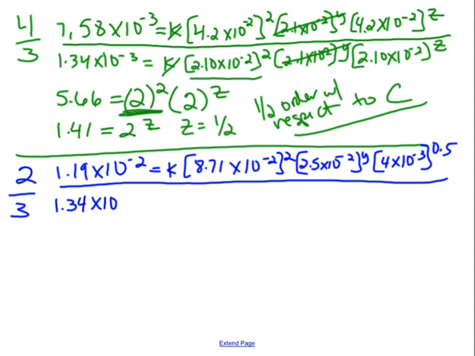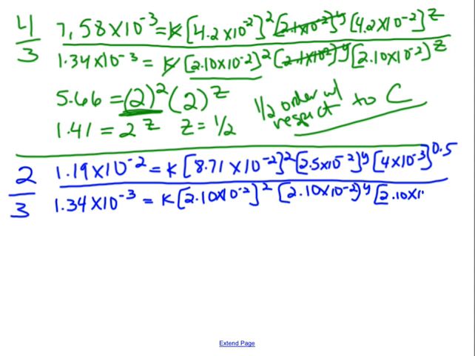1.34 times 10 to the negative third is equal to k times 2.10 times 10 to the negative second squared times 2.10 times 10 to the negative second to the y times 2.10 times 10 to the negative second to the 0.5. So now, the only thing I really can cancel is that guy. So everything else becomes a number. So in my world of numbers, I've got 8.88 is equal to, when I divide these two numbers, 8.71 e negative 2 squared divided by 2.10 e negative 2 squared, I get 17.20.